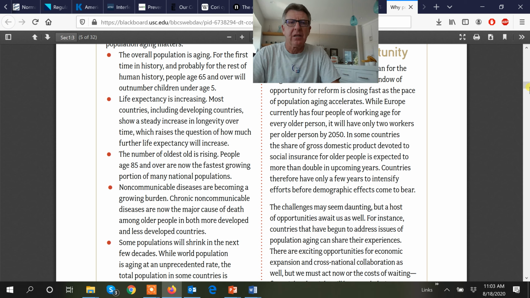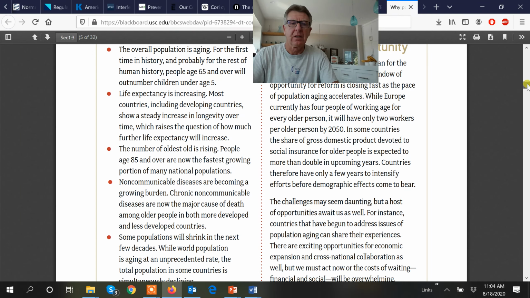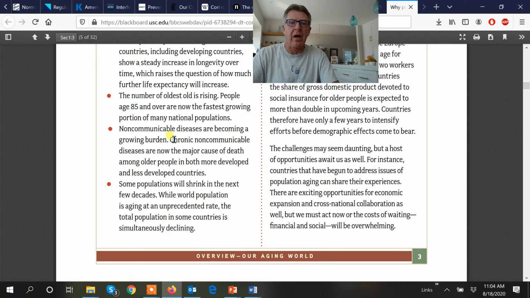So we're seeing changes. We see these big changes in life expectancy. That's all good, we all want to live forever, to a point. How about the quality of life, and the burden? People over the age of 85 is the fastest rising group. We keep seeing these chronic noncommunicable diseases as the major cause of death. We're going to see that some populations are going to start to shrink in some decades. That was part of this quiz, so we've got to figure that out.